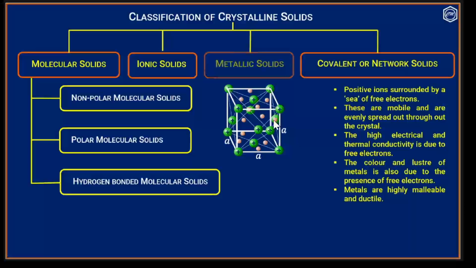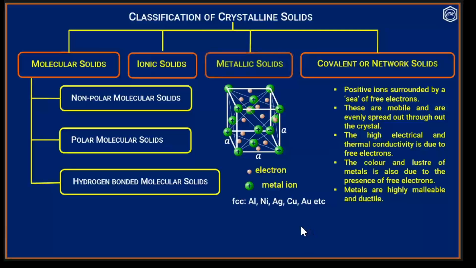For example, this crystal, and the crystal lattice contains the metal ion. The small spheres are electrons. So this is a face-centered crystal. Examples are aluminum, nickel, silver, copper, etc.